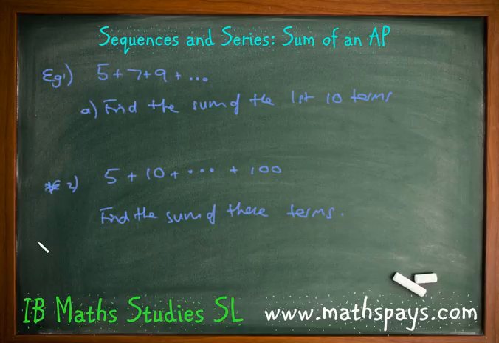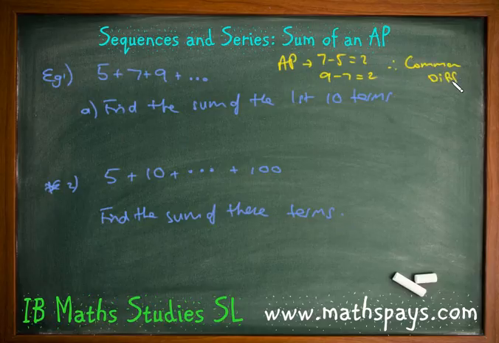Okay. Hopefully you've had a crack at that. If not, pause it now and see what you can come up with. The first one, well, first of all, I know that it's an AP. How do I know it's an AP? Well, I know that 7 take away 5 is 2. I know that 9 take away 7 equals 2. Therefore, there is that common difference. I always like to write that if I'm not told it's an AP. Find the sum of the first 10 terms.